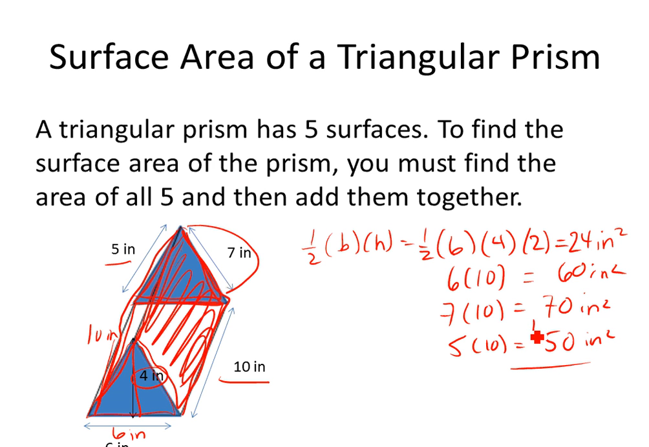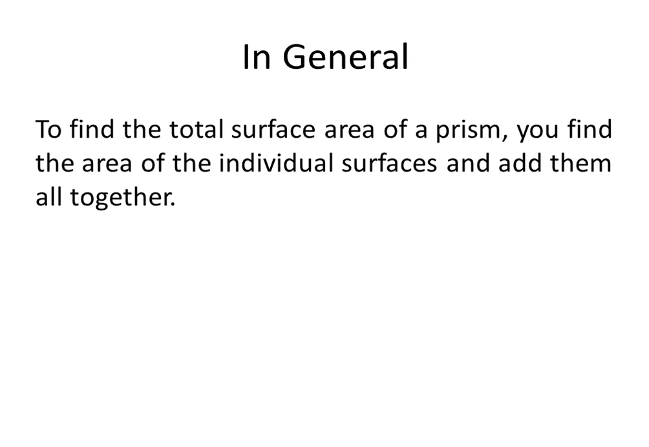So to get the total surface area, I'm going to add them all together. So 24 plus 60 plus 70 plus 50 equals 204 inches squared. So in general, to find the surface area of a prism, you find the area of the individual surfaces and add them together.